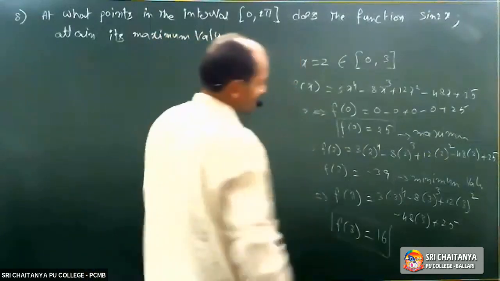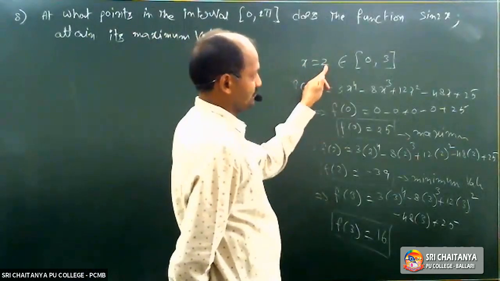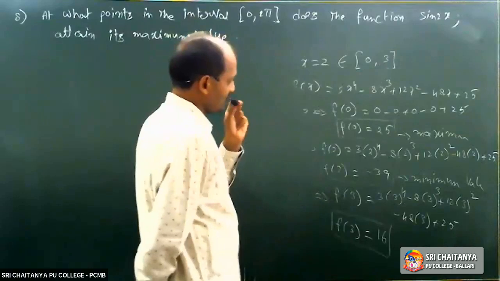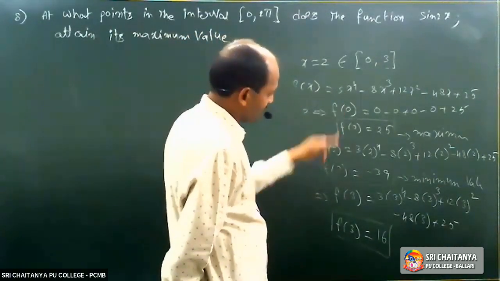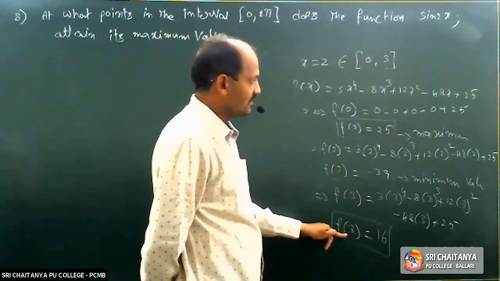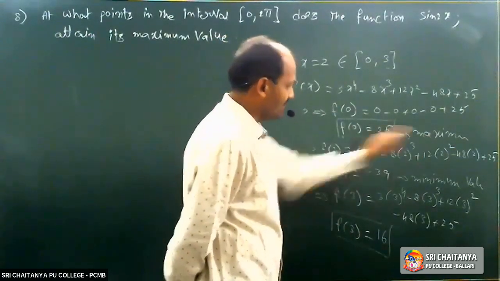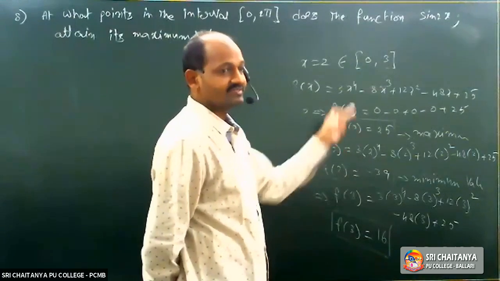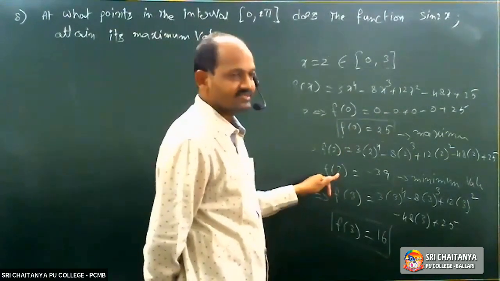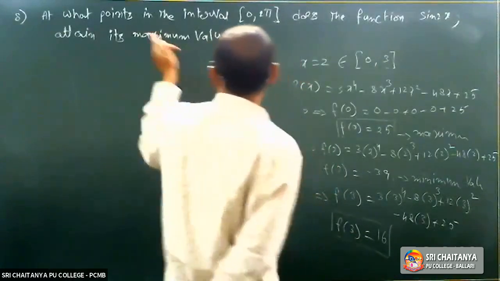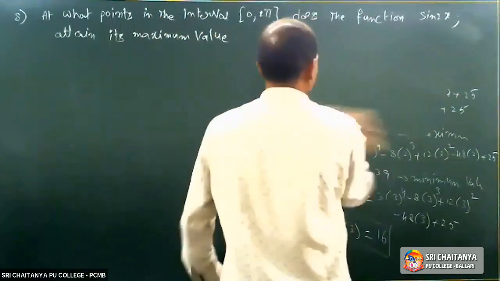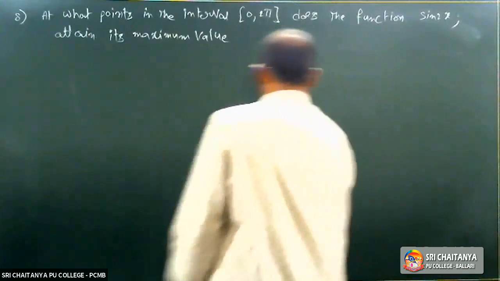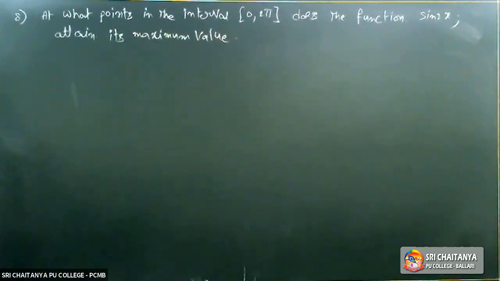At what points? Here, how many points? X equal to 2 is in between 0, 3. So we have to find f of 0 value, f of 2 value, and f of 3 value. So this function attains maximum at x equal to 0. Minimum means at x equal to 2. Okay? So here find out what points in the interval 0, 2 pi. 0, 2 pi means 4 quadrants, 0 to 360.